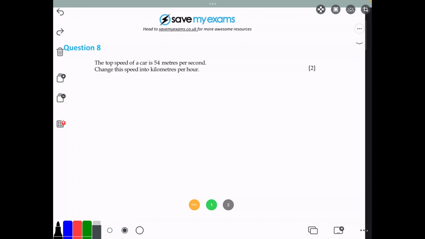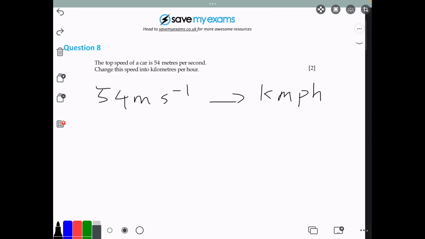For the last question, it is asking us, the top speed of a car is 54 meters per second. Change the speed into kilometers per hour. So 54 meters per second, and we want to convert meters per second to kilometers per hour. Well, there are several approaches to this, and if you do this for a long time, you will directly memorize that it will be multiplied by 3.6. But to figure out why that is, we will be taking it slow.